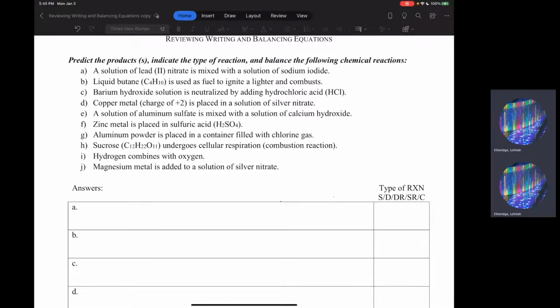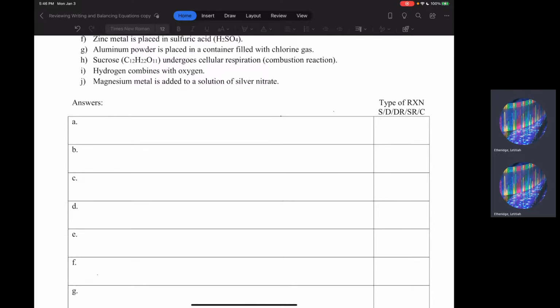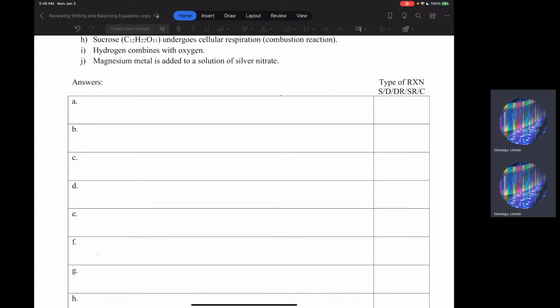All right, guys, so let's get going. We are almost done with this worksheet. We still have 3 problems left. We have H, I, and J. So I'm going to read it, and then we will write down what's going on in H.